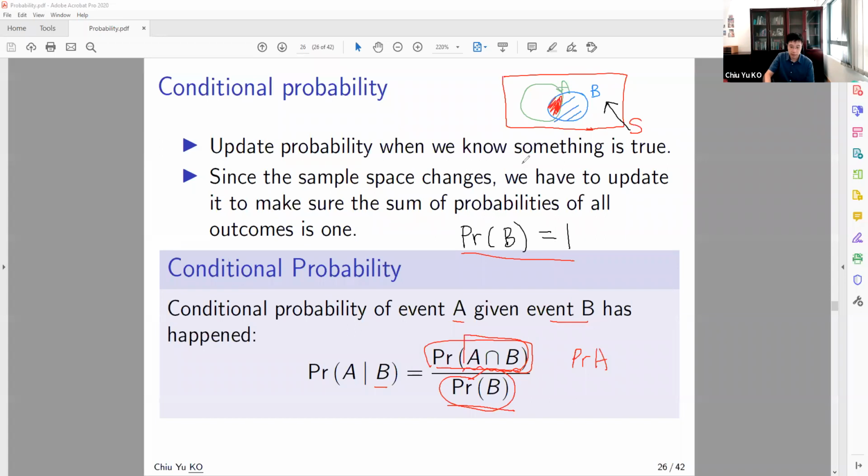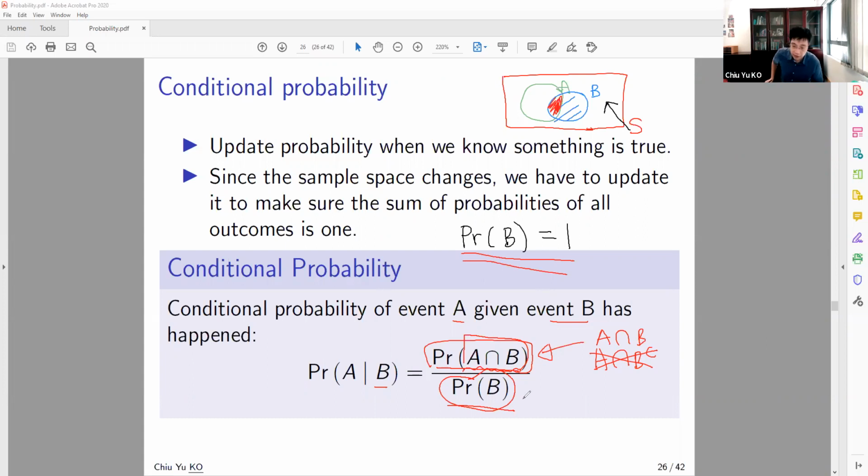Let me erase this. Because A has 2 parts, right? A has either A intersect B complement, or A intersect B. We know B has happened, so the first part is no longer true, okay? And that's why you left this one. And because we have to rescale everything into 1, that's why we have this.